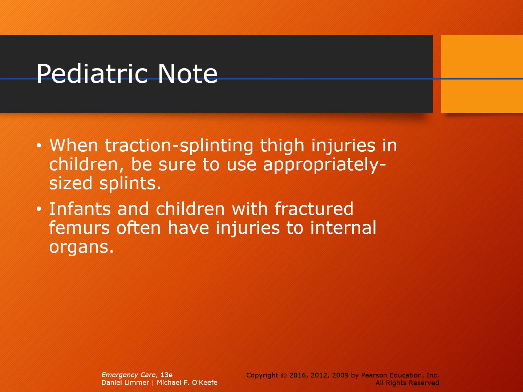Please make a note for peds. When the traction splint is applied, make sure that you use the appropriately sized splint. All splints are not created equal, and we do have different sizes for pediatrics versus adults. So make sure that you have that. If we don't have it, it wouldn't be appropriate to use an adult splint because it may pull far too much traction in terms of poundage. Also, infants and children with fractured femurs also have other injuries to internal organs, and because their structure is so small, it may be easy to overlook that. So just take that into consideration.